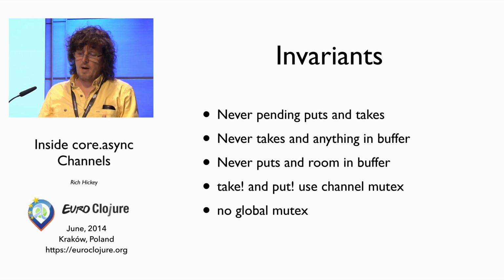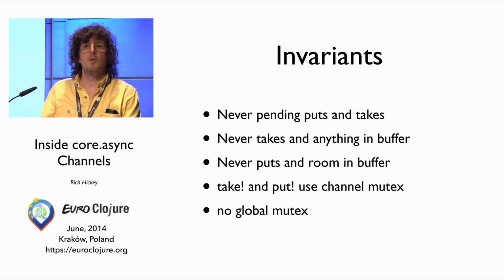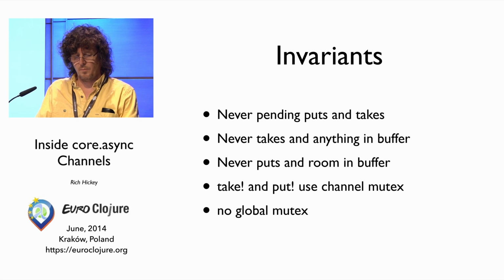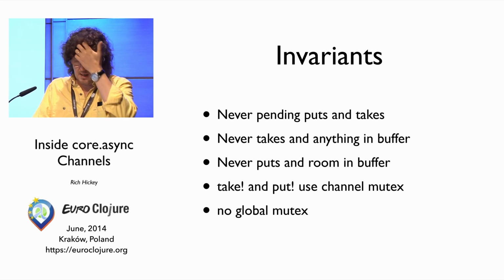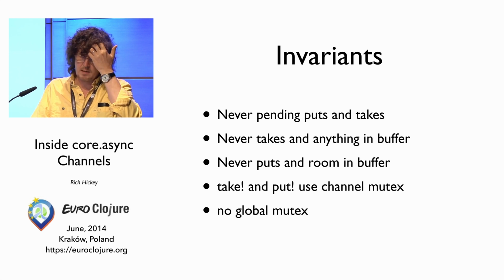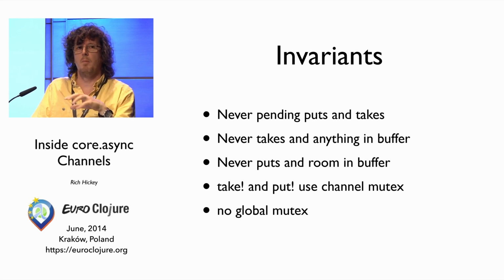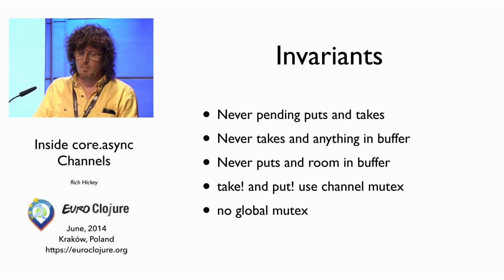Take and put, this is not an invariant, except it's part of the design. Take and put use a channel-wide mutex to work. And you'll see that there's actually very few conflicting states. The other thing is we don't want any global mutexes. At no point should there be some core.async-wide mutex, or even multi-channel mutual exclusion. And I'll show you a little bit more about that later.